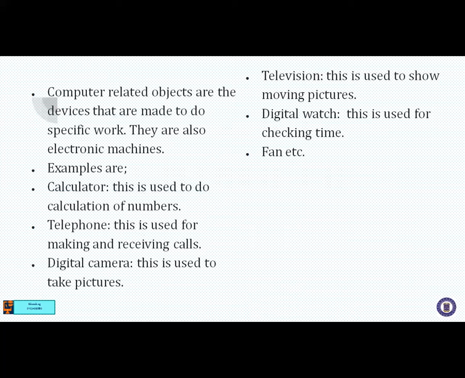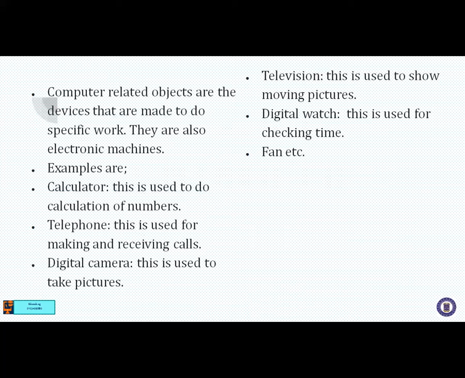Now, what are the examples of these computer-related objects? Number one, I mentioned calculator. A calculator is a device. It uses batteries, and these batteries are just like electricity. So I will use the calculator to do arithmetic calculations such as addition, subtraction, multiplication, and division.